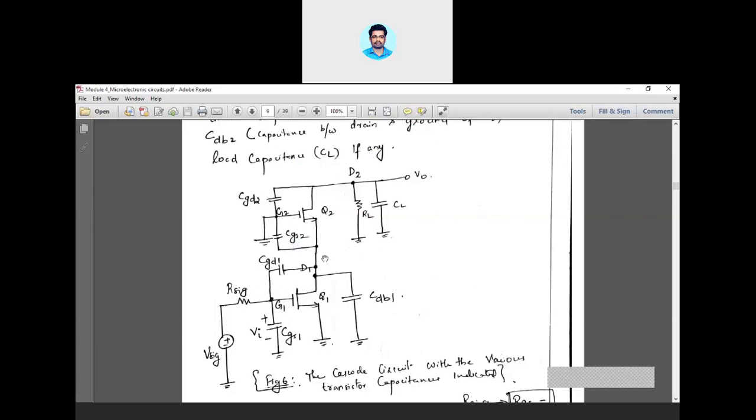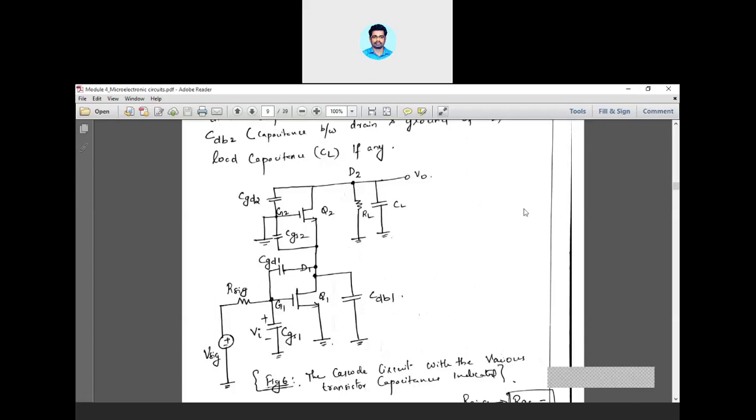Then all the junction capacitances or internal capacitances and the load capacitances as well. See, there are 5 capacitors included in this particular diagram. Based upon these 5 capacitors, we are trying to find the time constants. You know the procedure of finding the cutoff frequencies, that is in the previous module you must have done.